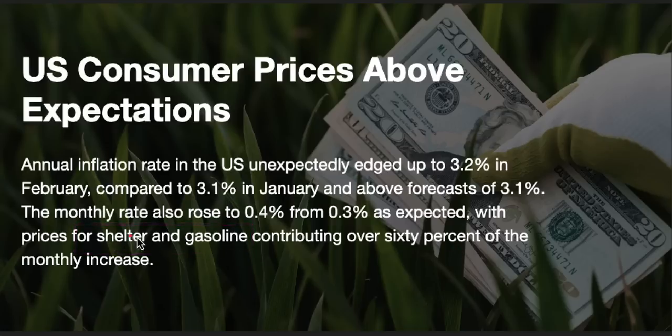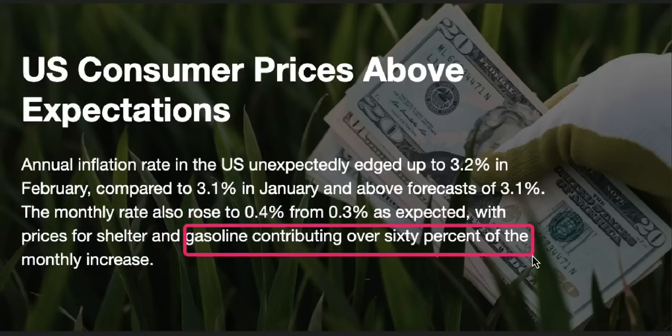This is really important for people to get because I'm going to walk you through something that, if you're new to this, you'll learn something, and if you're not, you're already aware of it: a back of the envelope way to calculate CPI and see if it's going to come in hot or not. Gasoline contributed over 60%, and so did shelter.